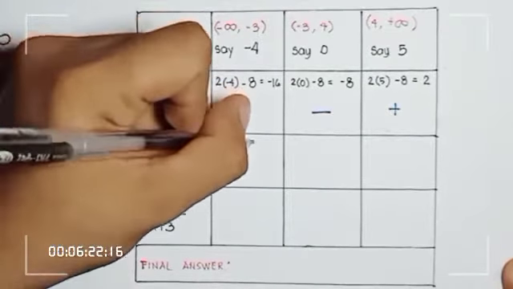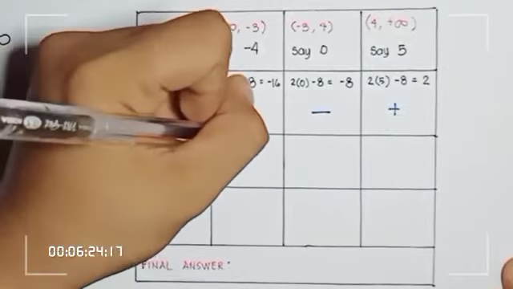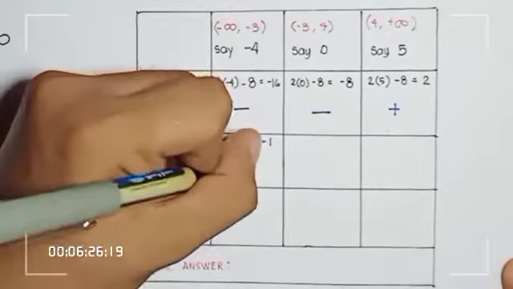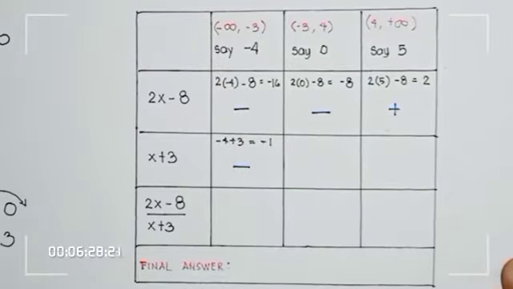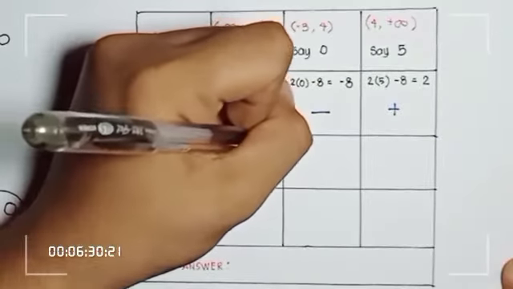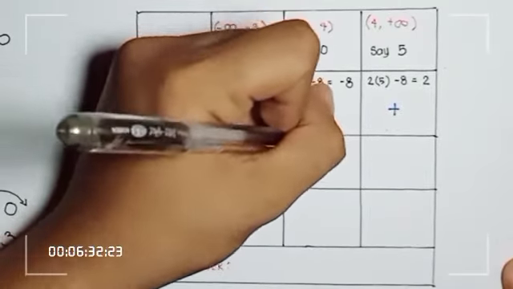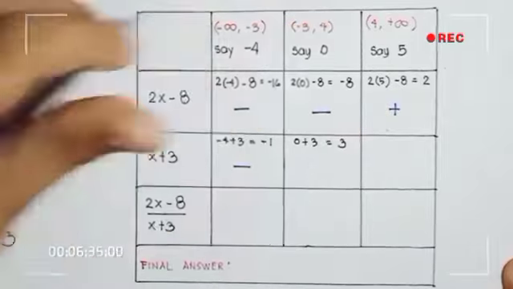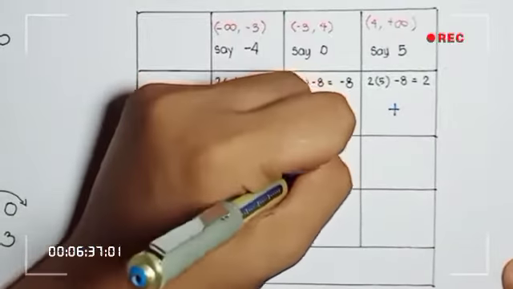Next, for x + 3, again substituting negative 4. Negative 4 plus 3 is negative 1. Again, we put negative. And then 0. 0 plus 3, we have positive 3. Therefore, we put positive.